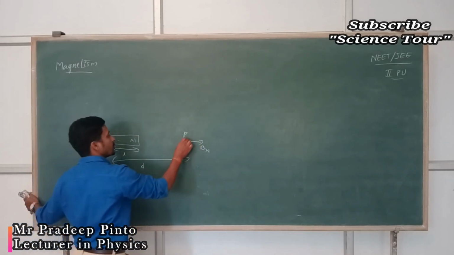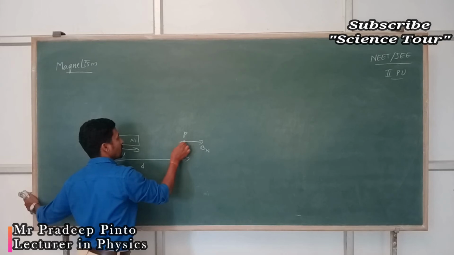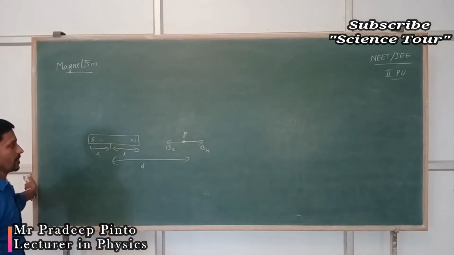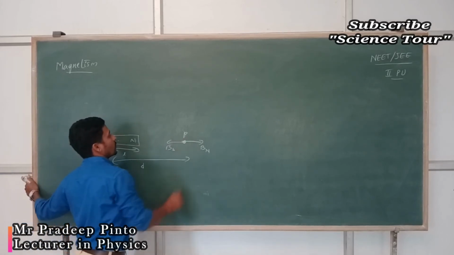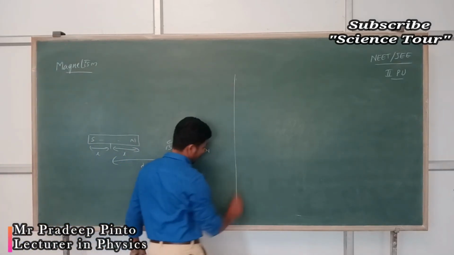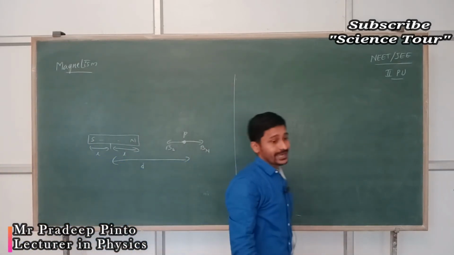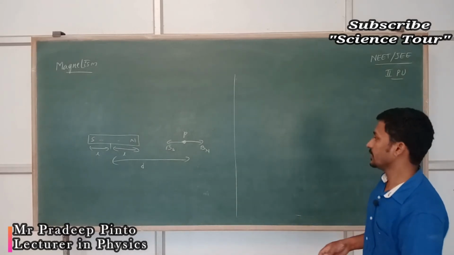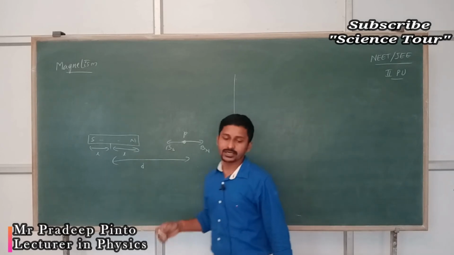At point P, the magnetic field is directed towards the south pole. Now, what is the expression? How can we find the magnetic field on the axial line? We have written the electric field on the axial line. Similarly, we are going to write down the magnetic field here.